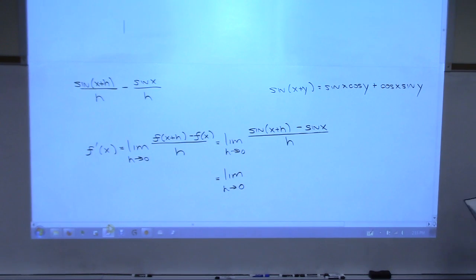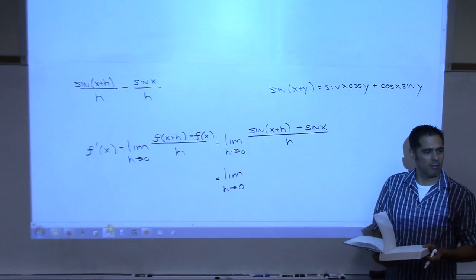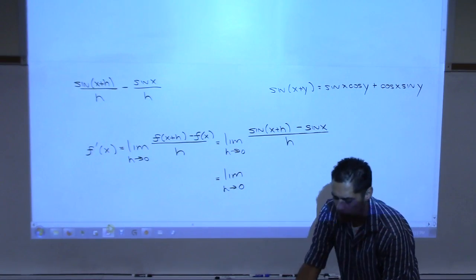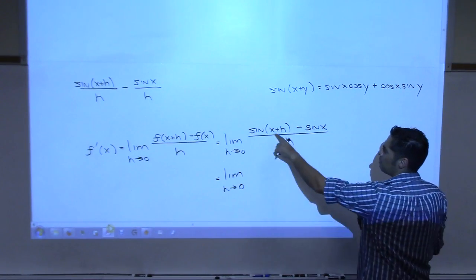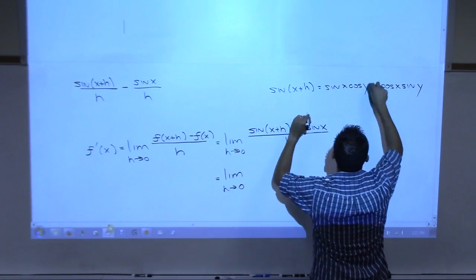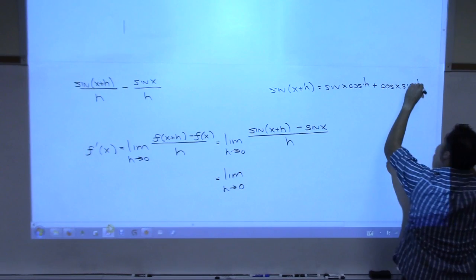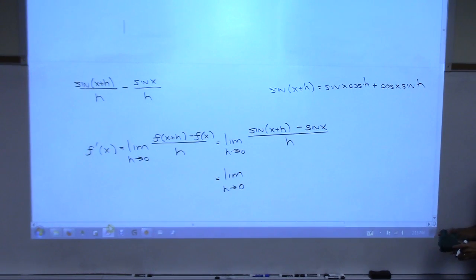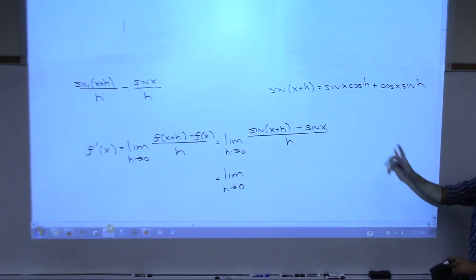And then there are a couple of others if you have subtraction inside, and for cosine. So we use that formula, but instead of x plus y, we have x plus h. So we could write this as sine of x plus h, minus sine x, all over h. Okay, so I'm going to rewrite this limit.